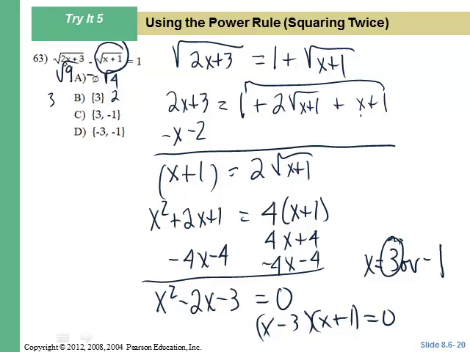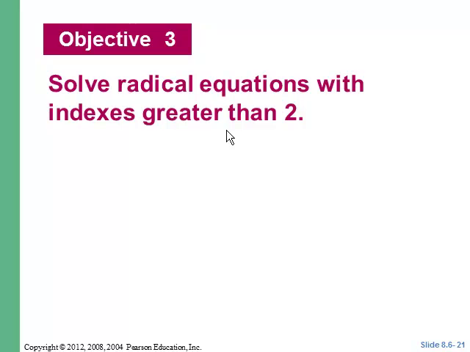Let's try negative 1. 2 times negative 1 is negative 2 plus 3 is 1. Square root of 1 minus the square root of 0, which is 0. Does that equal 1? Yes. So they actually both work. 3 and negative 1 both work.